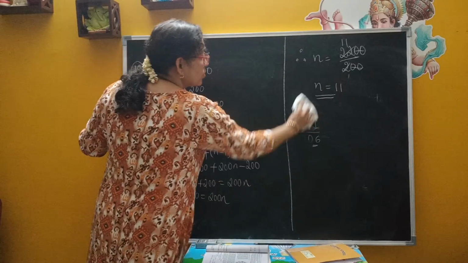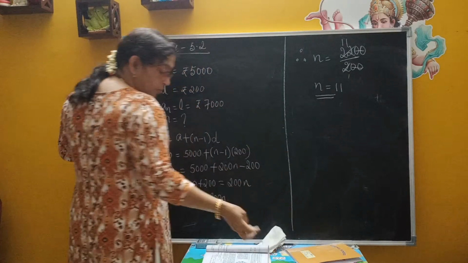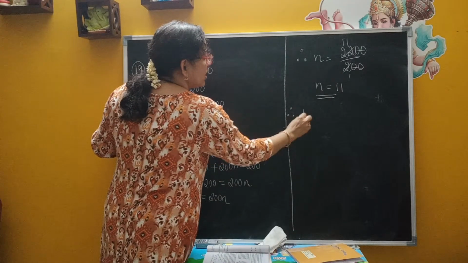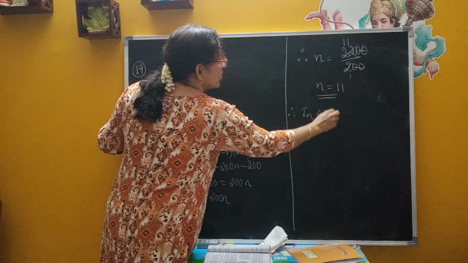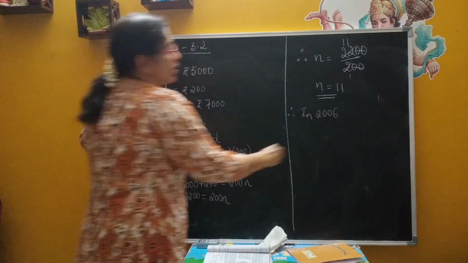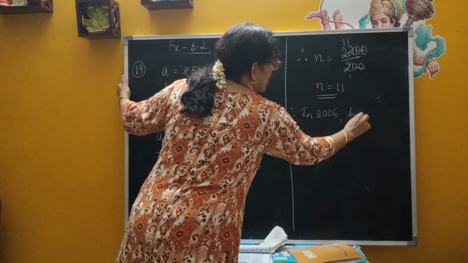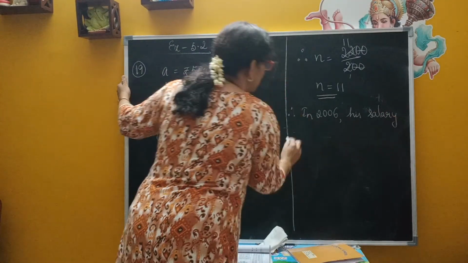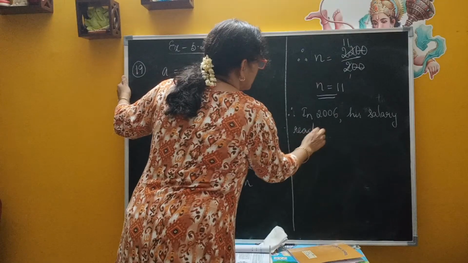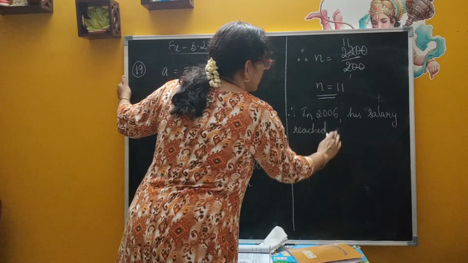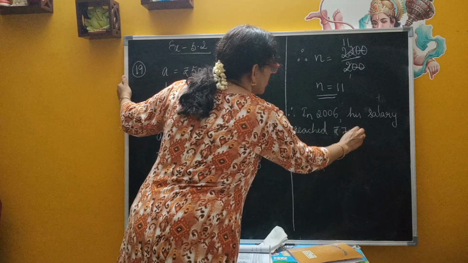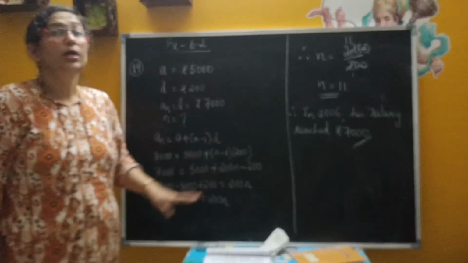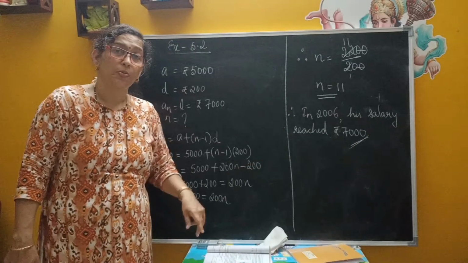So in 2006 his salary reached how much? 7,000 rupees. Therefore in 2006 his salary, that is Subbarao's salary, reached rupees 7,000. Or after 11 years his salary reached 7,000 rupees.